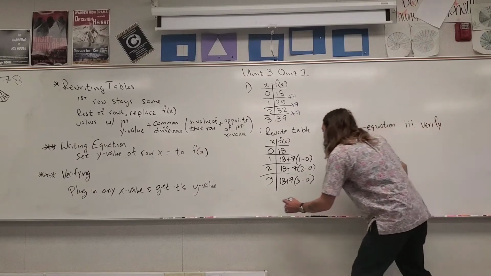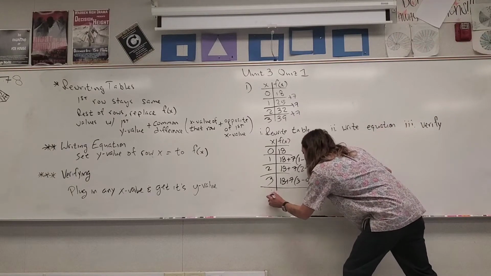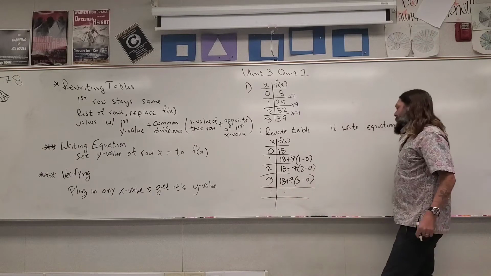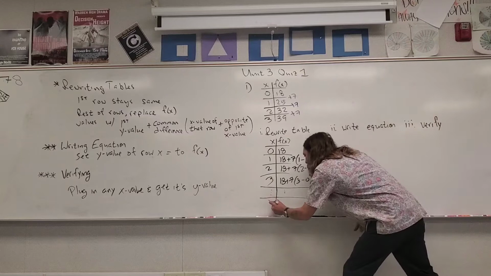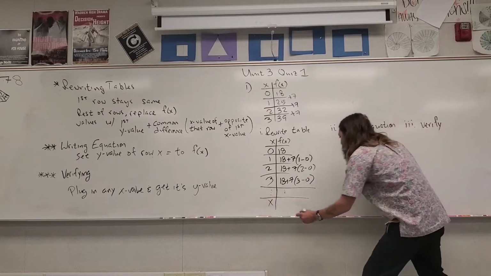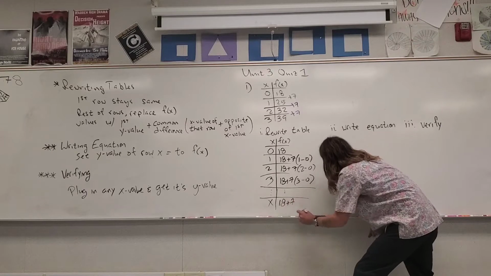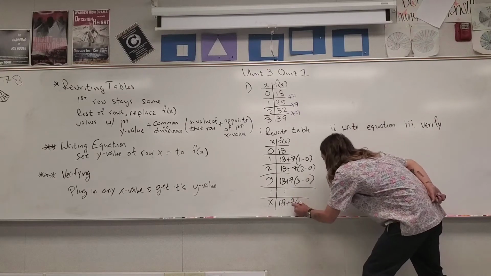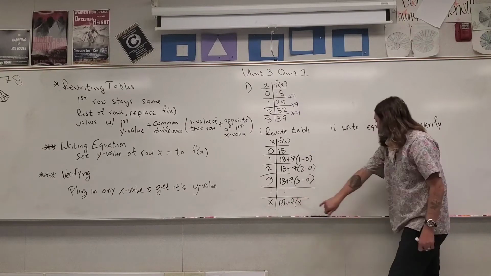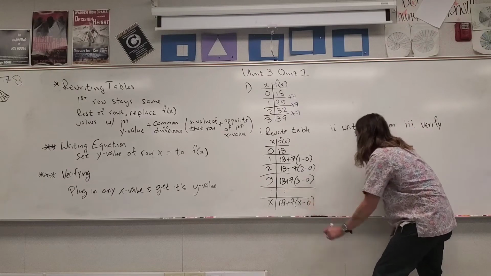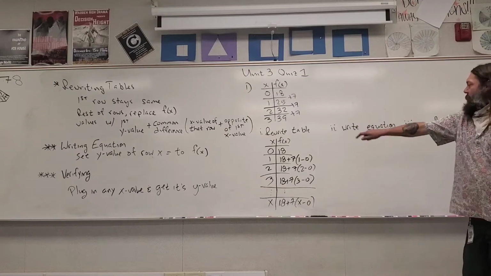Oh, we actually want to take this down to the x. Sorry about that. So the x row. So it's going to be 18, my first y value plus my common difference, and then parentheses, x, because that's my x value for that row, minus 0. Okay, so I rewrote the table.